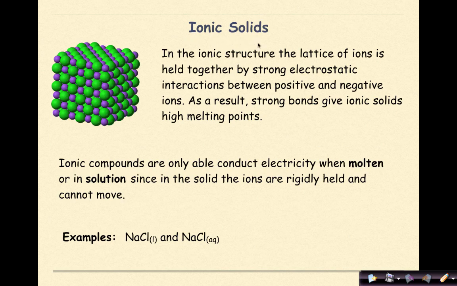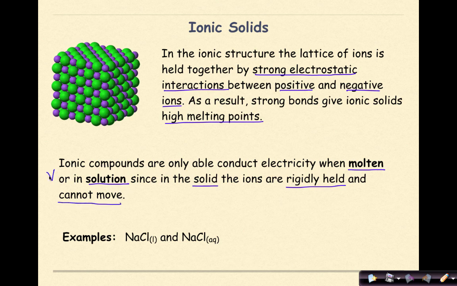Now let's talk about ionic solids. In the ionic structure, the lattice of ions is held together by strong electrostatic interactions between positive and negative ions. As a result, strong bonds give ionic solids high melting points. Ionic solids are only able to conduct electricity when in the molten state or in aqueous solution, meaning something's been dissolved in water. Since in the solid, the ions are rigidly held and cannot move.